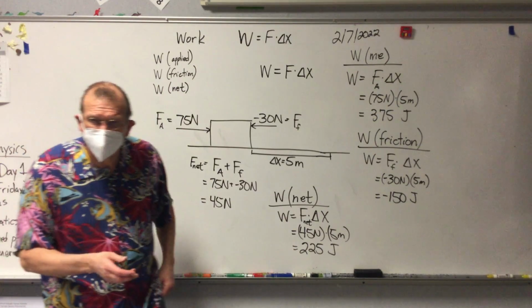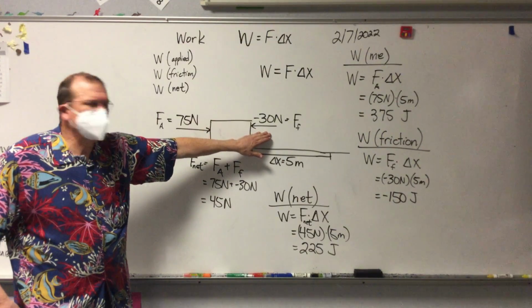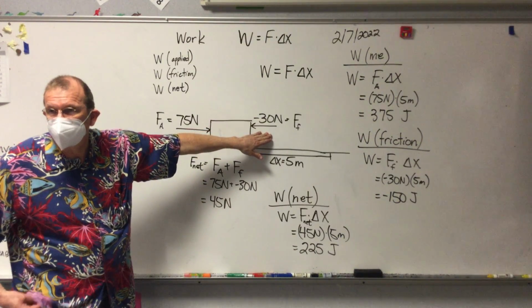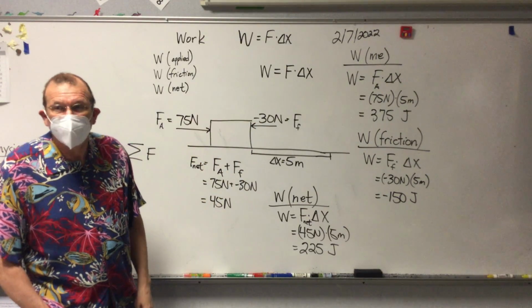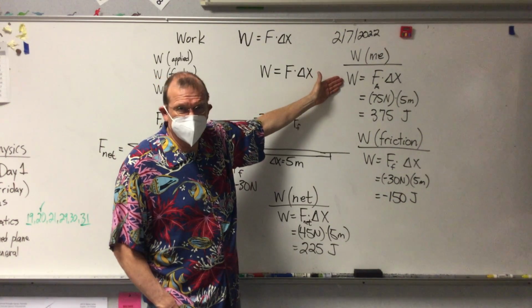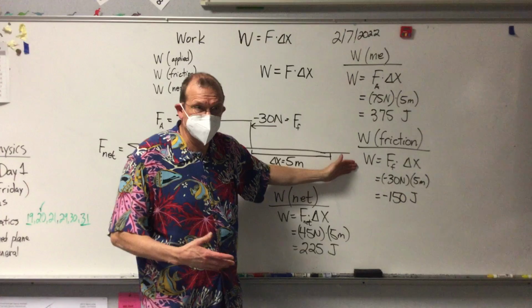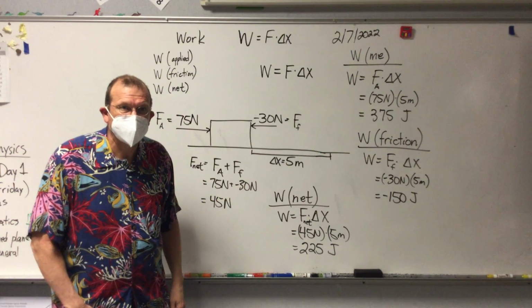And this would be like if, instead of friction, let's pretend this was another person pushing at this negative 30 newtons. Then we would have this discussion about how much work did you do, how much work did the other person do, and then how much overall work got done on the box.